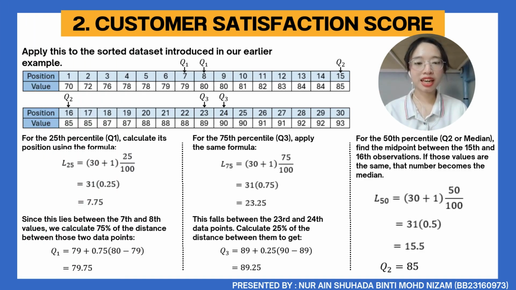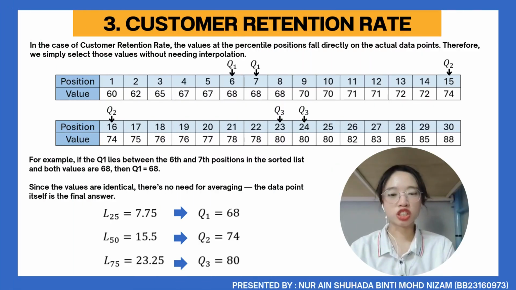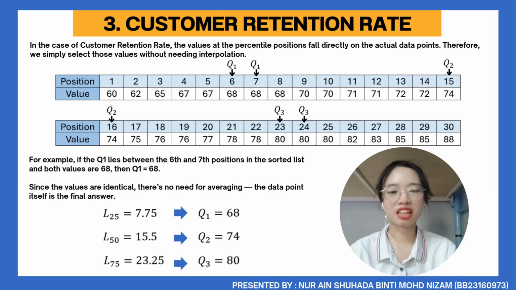Now let's look at how we apply this to the actual data. For each percentile, we check where it falls on the sorted list. Sometimes it lands between two values, so we estimate the number in between. This helps us to find the first quartile, the median, and the third quartile. For customer retention rate, the percentiles fall directly on the data points, so we don't need to estimate anything.